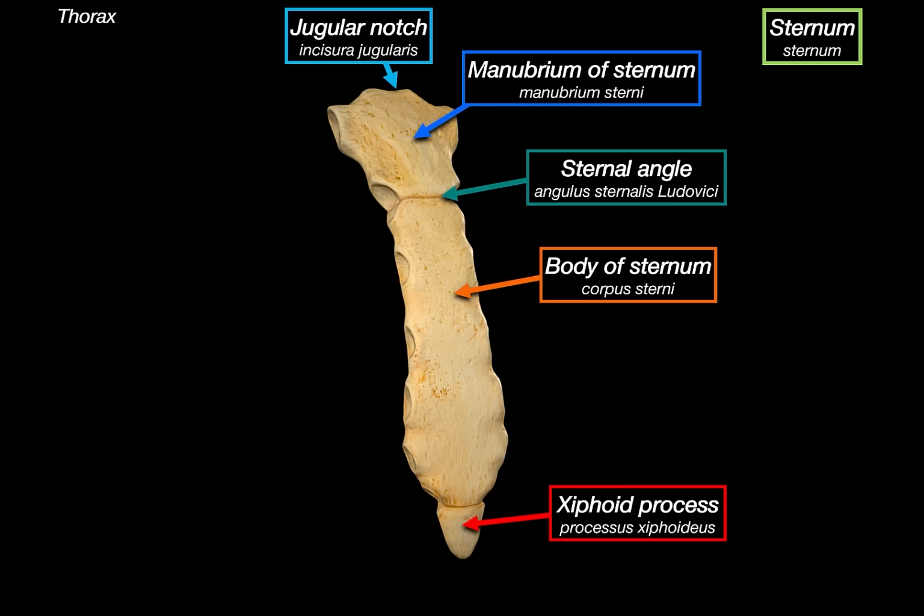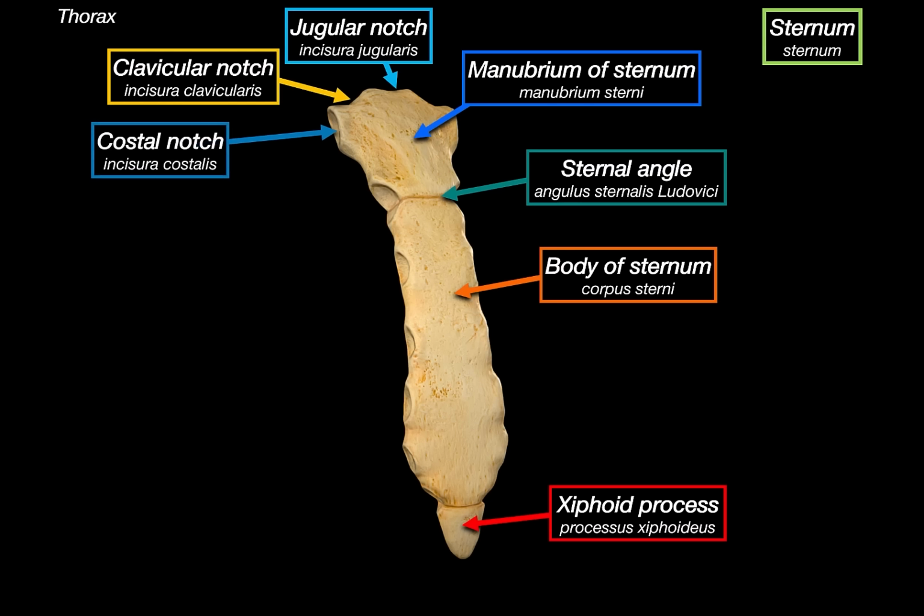Just lateral to the jugular notch are the clavicular notches, which articulate with the medial ends of the clavicle, forming the sternoclavicular joints. These are the only true joints connecting the axial skeleton to the upper limb. On each side of the manubrium, just inferior to the clavicular notches, we can see the first costal notches, which receive the costal cartilage of the first rib. These are unique because the first ribs articulate only with the manubrium, not with the body of the sternum.